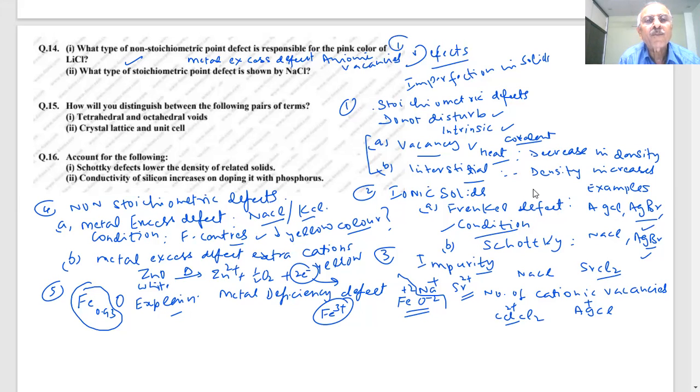What type of stoichiometric point defect is shown by NaCl? Stoichiometric is a stoichiometric defect. It also shows Schottky defect. NaCl is an ionic compound. So what is that? Schottky defect, NaCl.